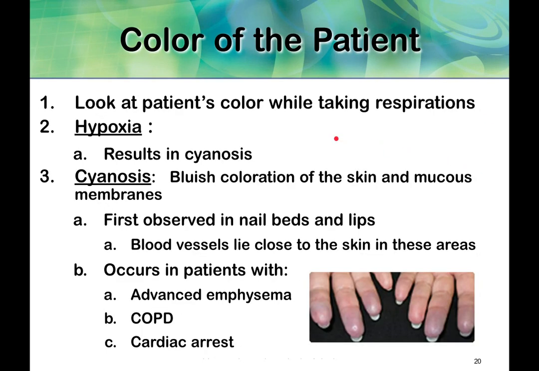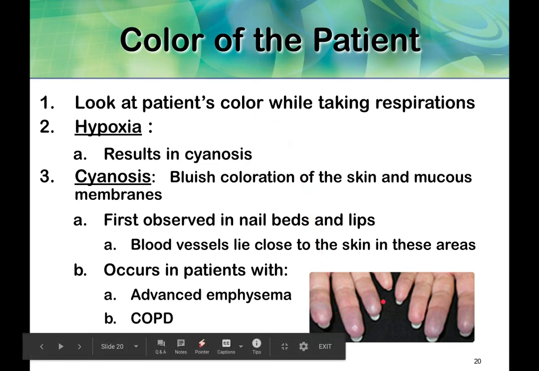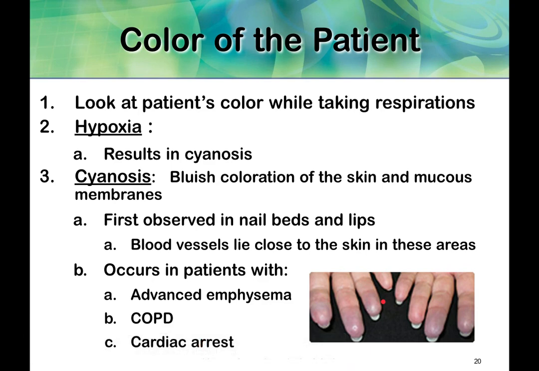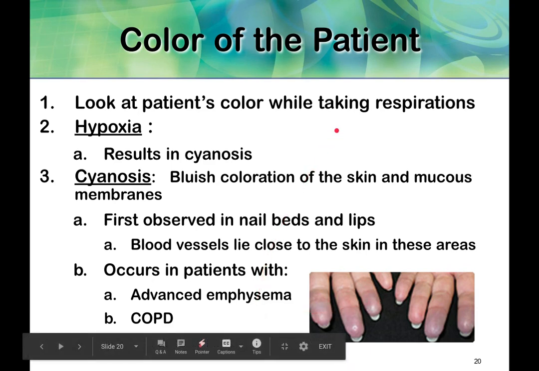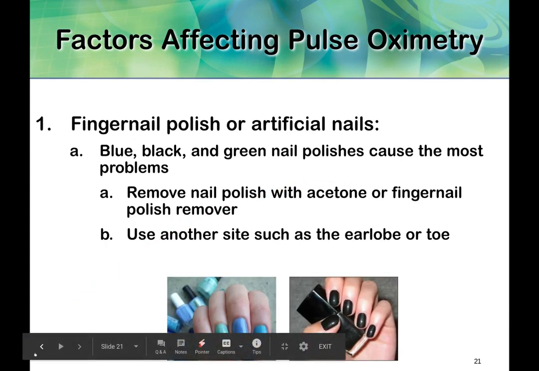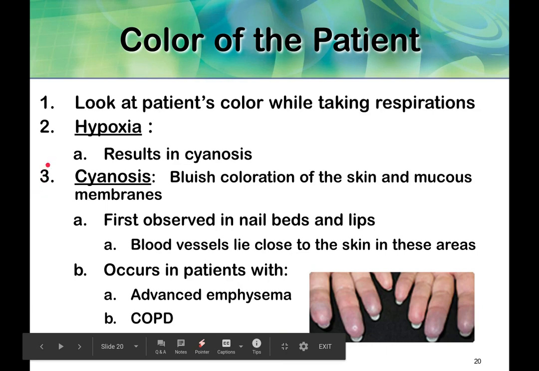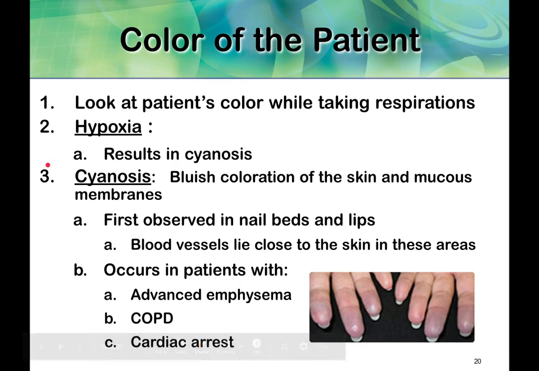So you're going to want to make sure you note the patient's color when taking their respirations. Hypoxia can result in cyanosis, which is a bluish coloration of the skin and mucous membranes. Typically, you see that first in the fingertips, nail beds, and lips because that's where the blood vessels lie close to the skin. It can occur in patients with advanced emphysema, COPD, anything decreasing the amount of oxygen, cardiac arrest. Yes, definitely.